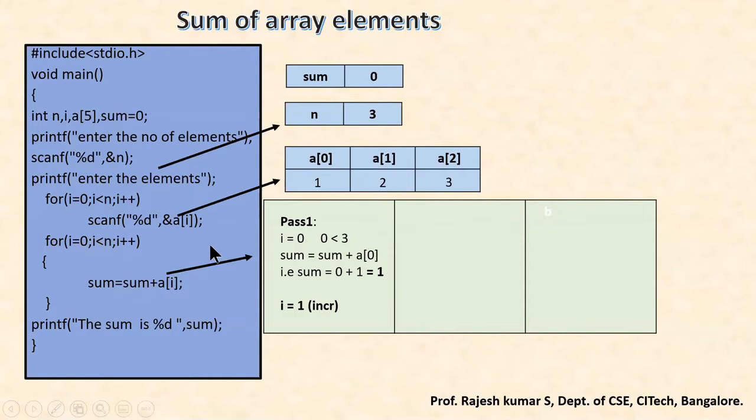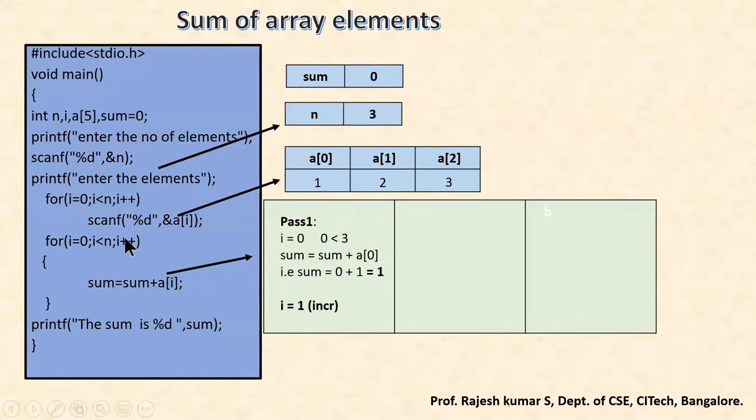What is e of i? Initially, when i value is 0, e of 0. What is e of 0? We can see e of 0 is 1. 0 plus 1 is 1. 1 is stored in sum. Initially, the sum value was 0. Now the sum value got updated as 1. After updating the sum value, I'll increment the loop.